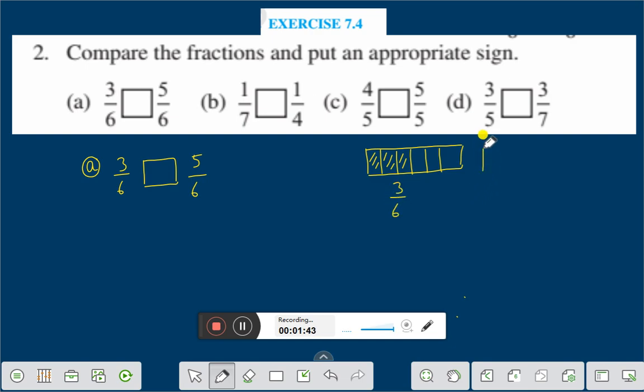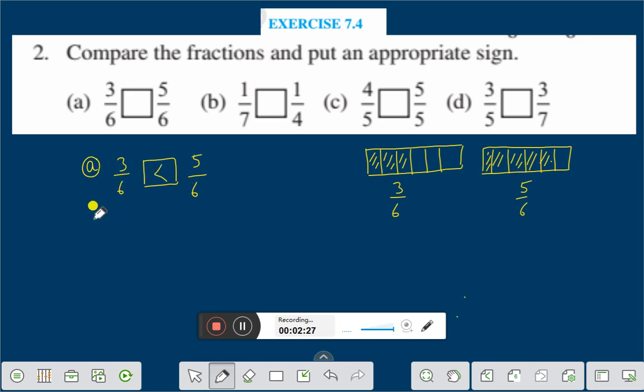If we draw the same figure, that is 1, 2, 3, 4, 5. Suppose all the parts are equal, then 5 by 6 means 5 parts, 1, 2, 3, 4, 5. This is 5 by 6. From the figure we understood that 3 by 6 is less than 5 by 6, right? Also you can say that the denominator is same, therefore the number which is greater will be greater, that is 5 by 6 is greater than 3 by 6. This is question number A.